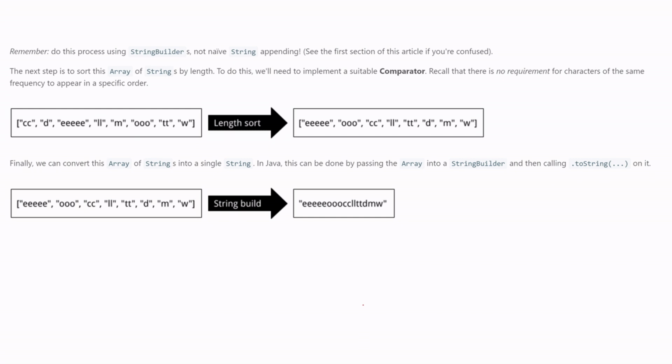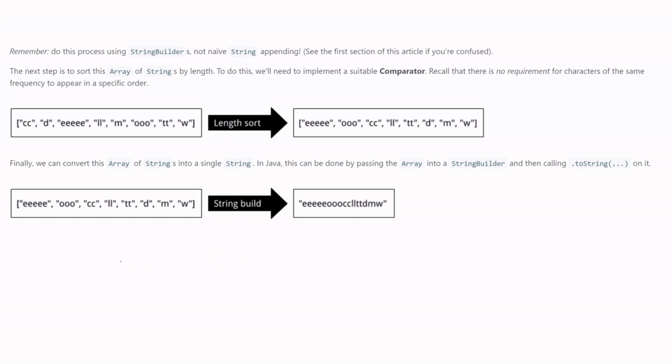And to do this, we have to remember to process it as a StringBuilder and not string appending. So the first section of this article, what you have to understand is that the next step is to sort this array by length, and to do this we will need to implement a suitable comparator. We have to recall there is no requirement for characters of the same frequency to appear in a specific order, right?